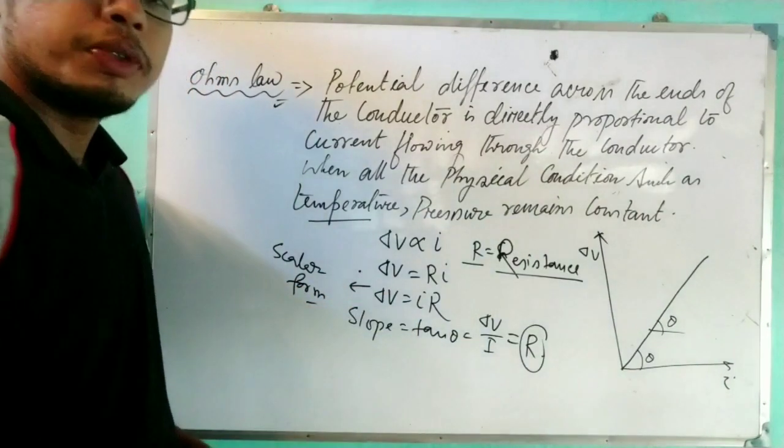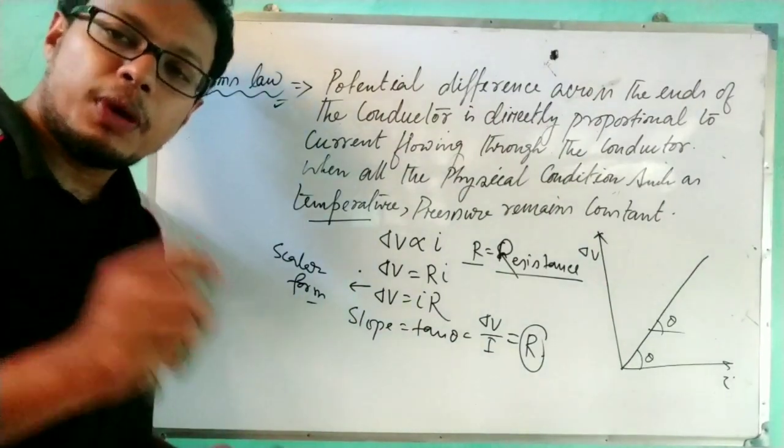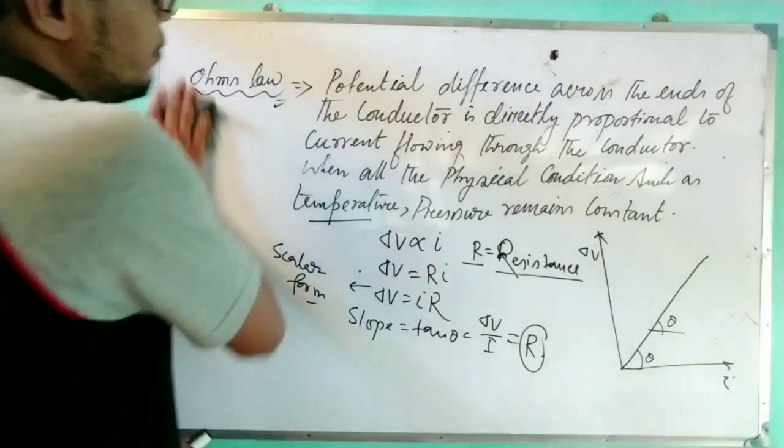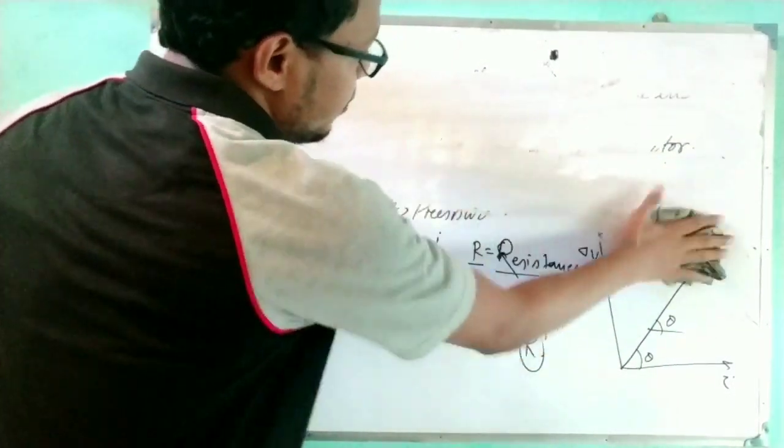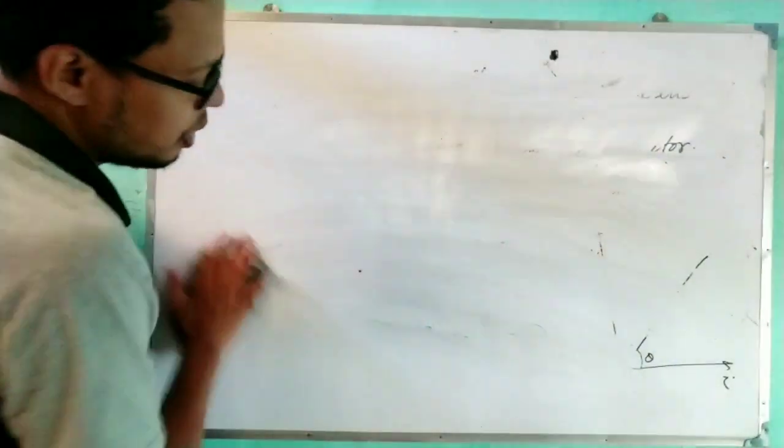So this is the scalar form of Ohm's law. Now what is the vector form of Ohm's law? That I will derive. For the next heading, write vector form of Ohm's law.